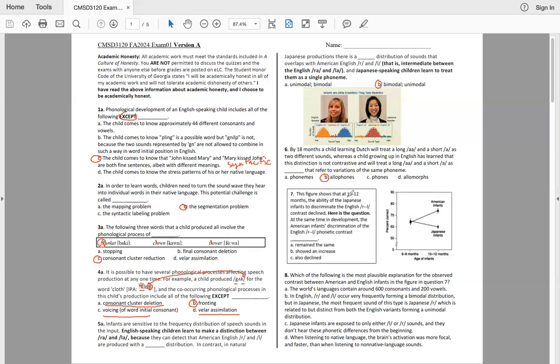7, this figure shows that at 10 to 12 months, the ability of the Japanese infant to discriminate the English R contrast declined, as we can see here. Okay. Decline.